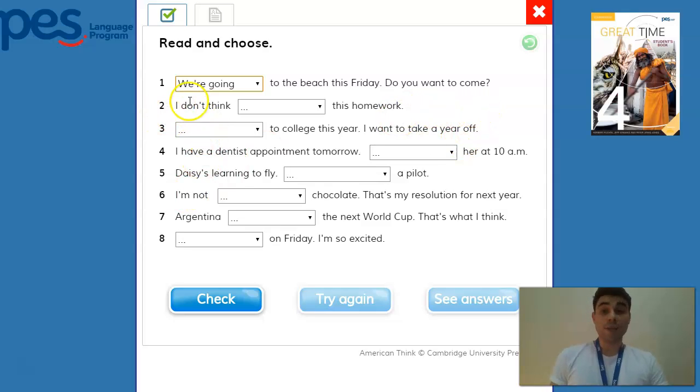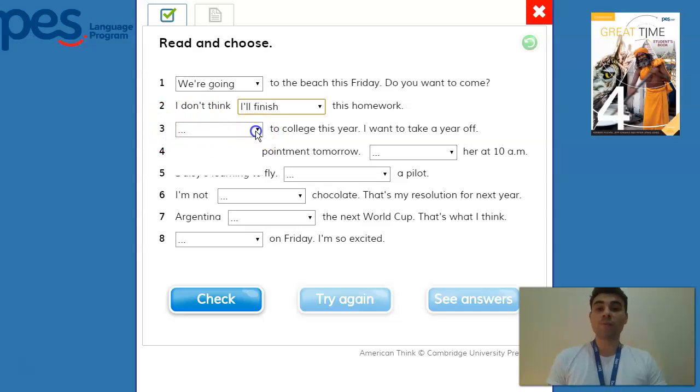And let's see number 2. I don't think I will finish, or I'm finishing this homework. Remember that finishing, it's like a plan, something that is already arranged. So, and the person here says, I don't think. So this person is imagining something. So we need to choose will. I don't think I'll finish this homework.